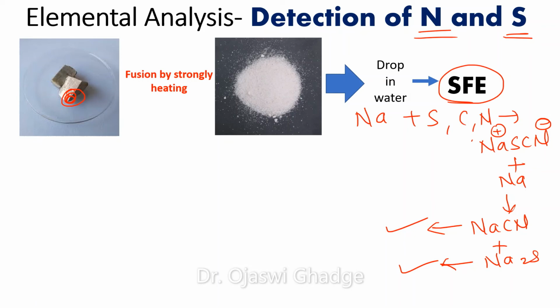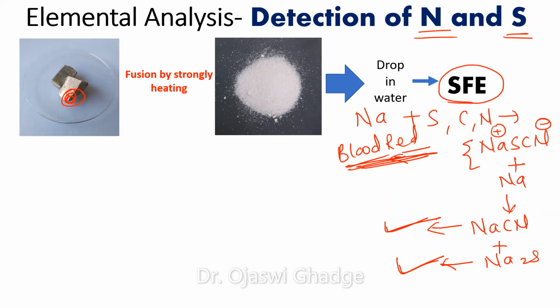But since sodium thiocyanate is not there, you may not get the blood red color which you get in this test. So you can always repeat the test in case you are not getting the blood red color which you are supposed to get. If both the individual tests are positive, then you can repeat this test by taking a very little amount of sodium for fusing the organic compound.